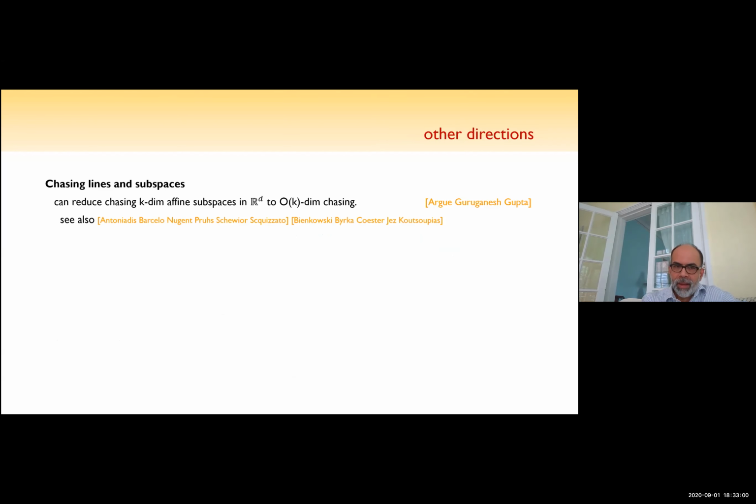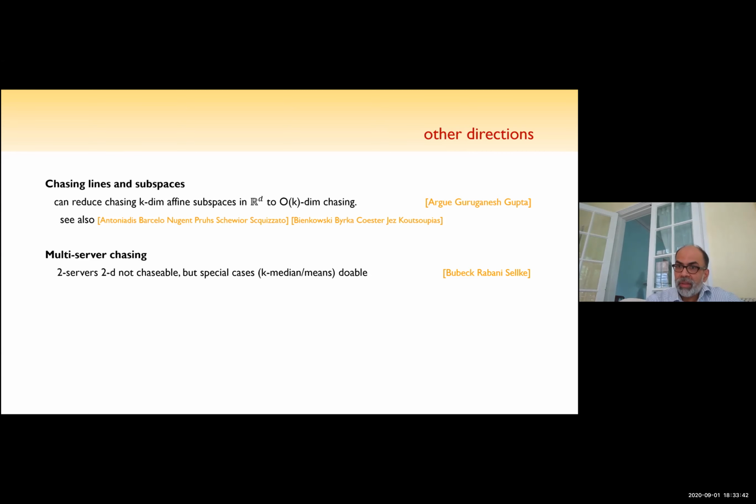Okay. Couple of other directions I'll mention. You can talk about chasing lines, so in general, chasing subspaces. And in some recent work, we showed that you can actually reduce chasing k-dimensional affine subspaces to order k-dimensional chasing of general bodies. So you can get order k competitive algorithms. Order square root k is the best you can do. Not clear what else to do about this. But it would be nice to get tight algorithms for these things. So in general, a tight algorithm for all these questions remains open.